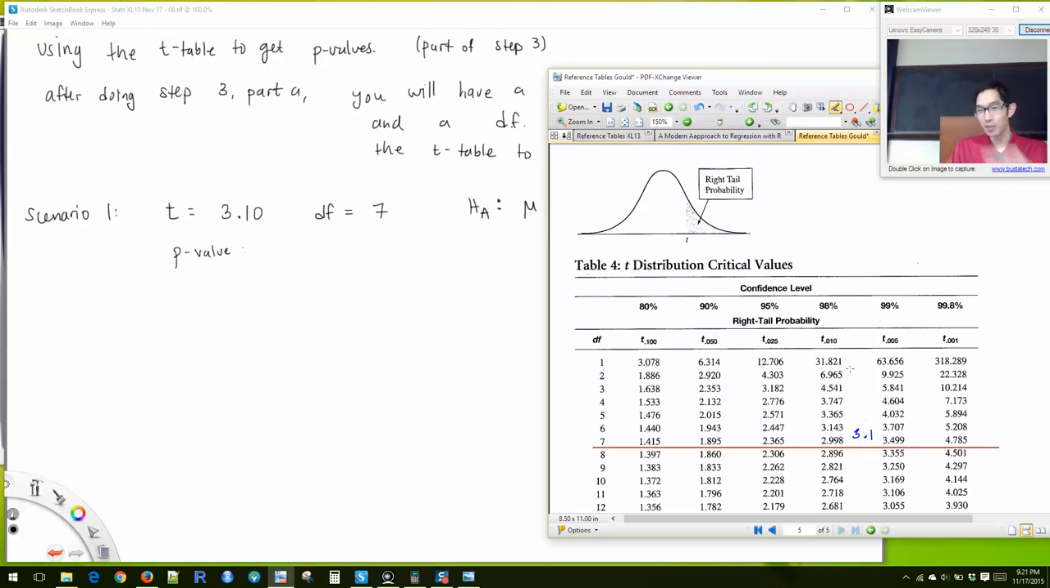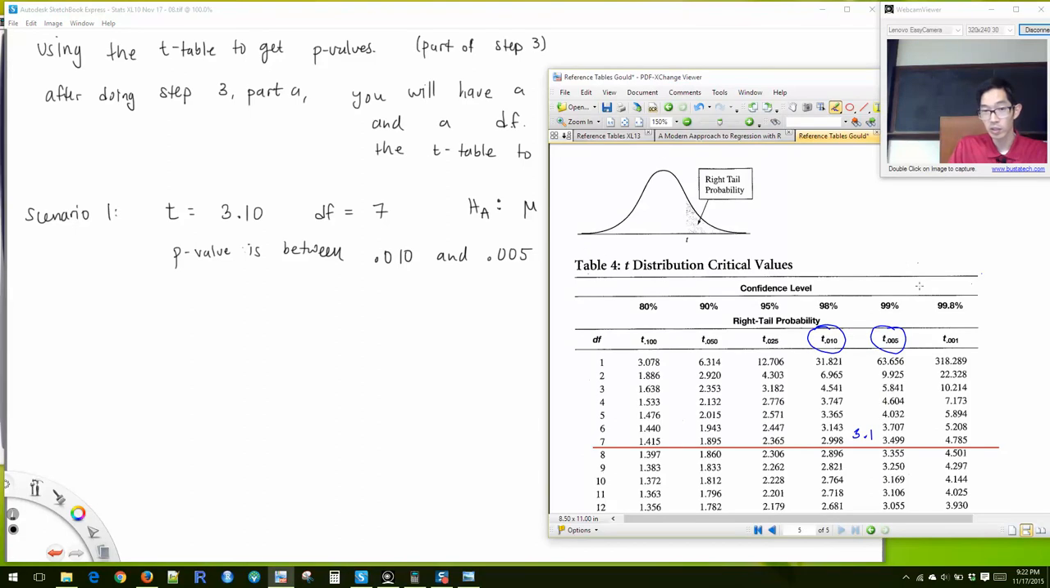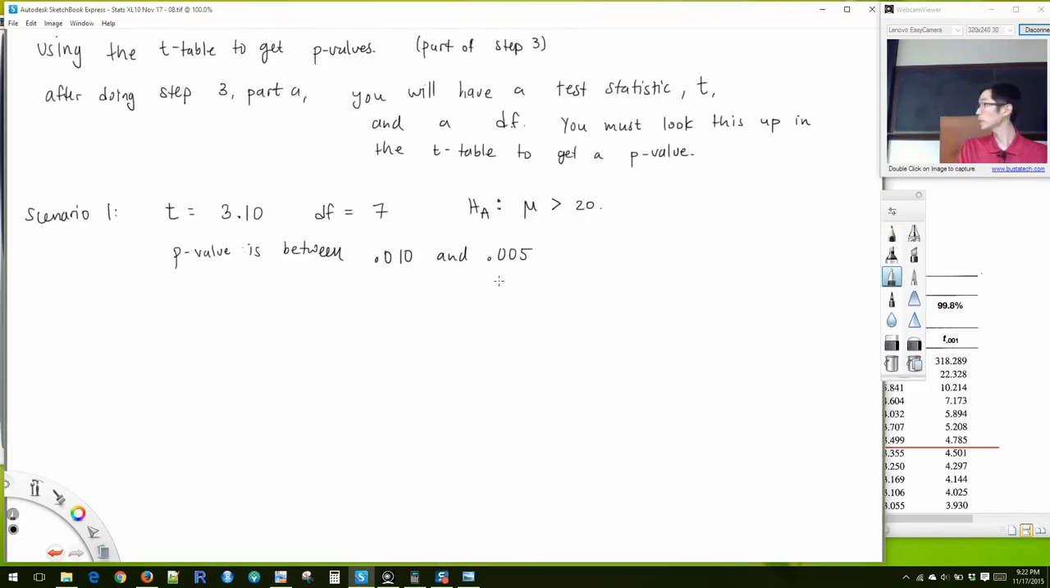Yes. Okay. And so, notice at the top of our columns, it says right tail probability. Okay? So if 3.1 is in between these two columns, our p-value is in between these two numbers. Look at the top of the column. My tail area is between 0.010 and 0.005. I should first say the tail area is between 0.010 and 0.005.